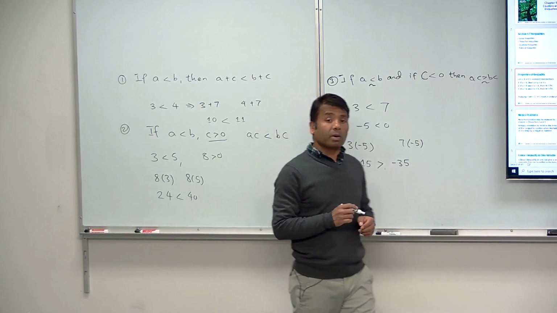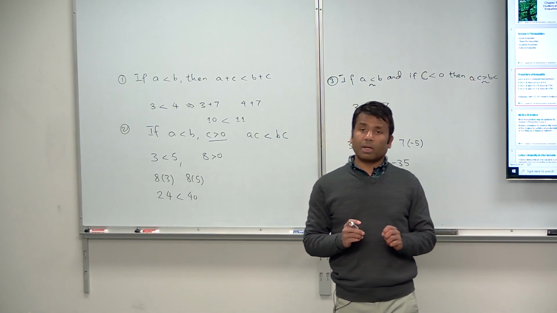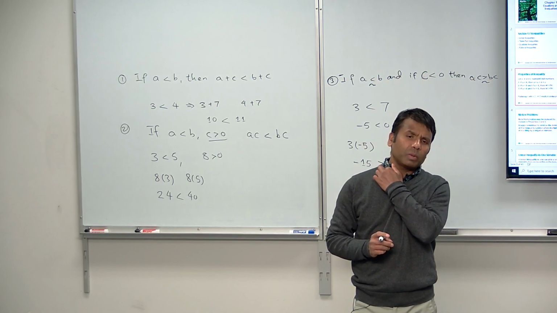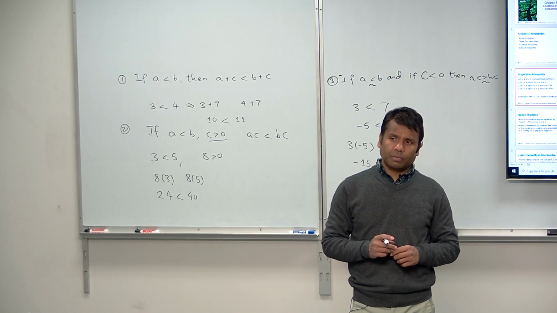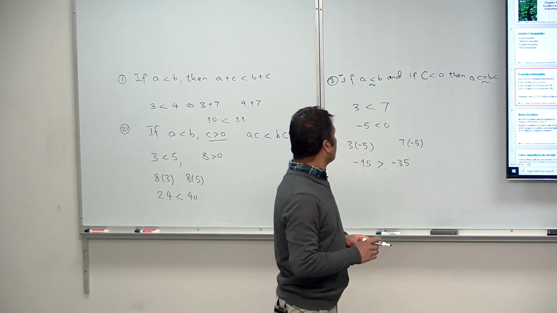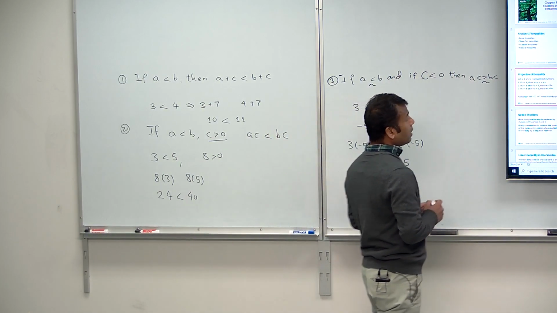So this is very important. If you multiply both sides of the inequality by a negative number, then you have to reverse the inequality sign. Make sense? So these three are important.